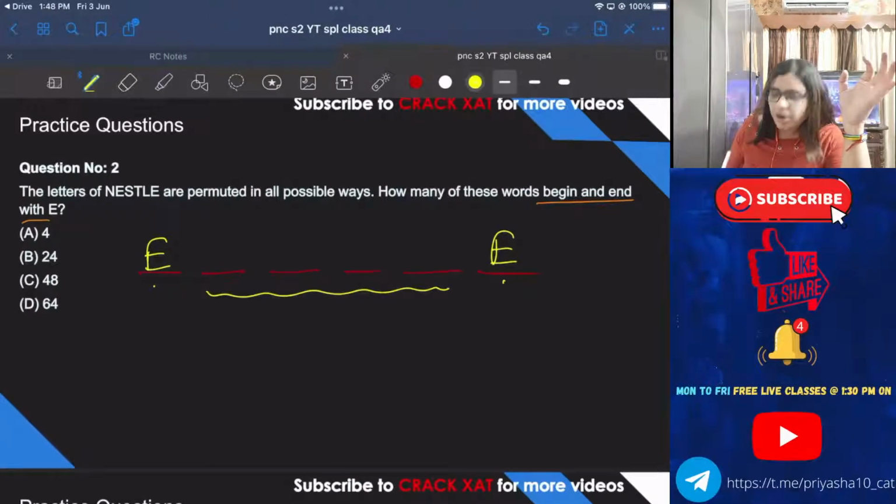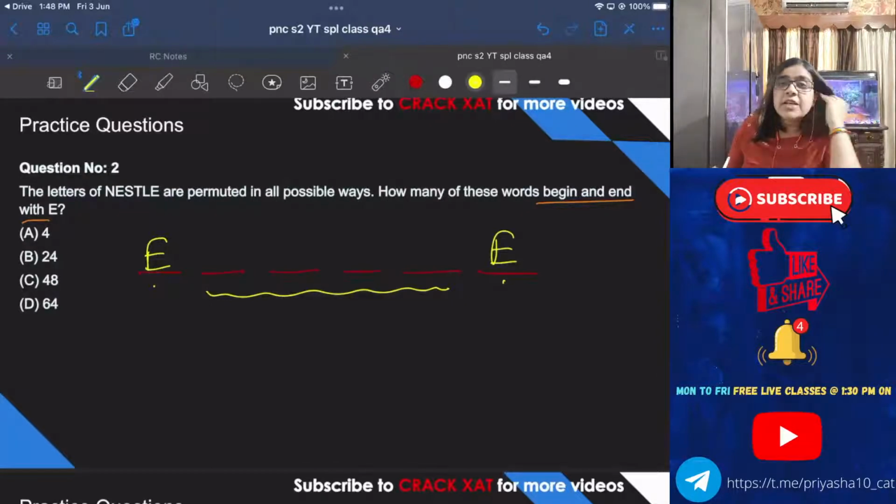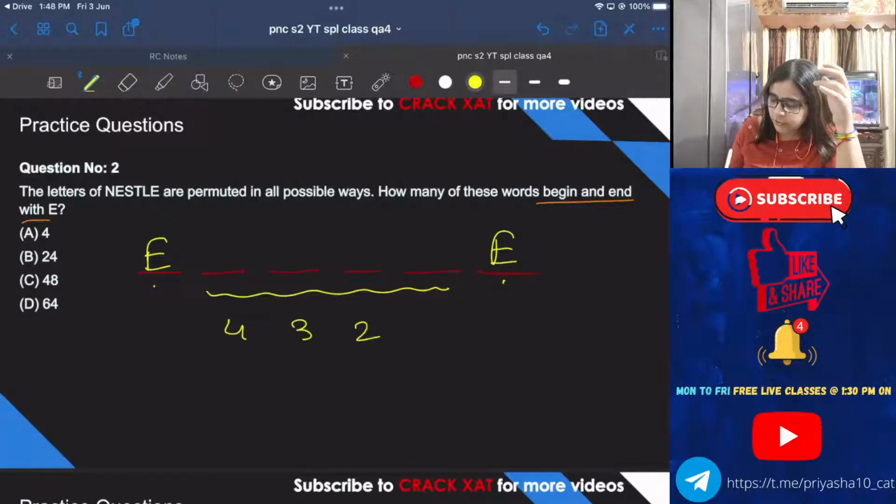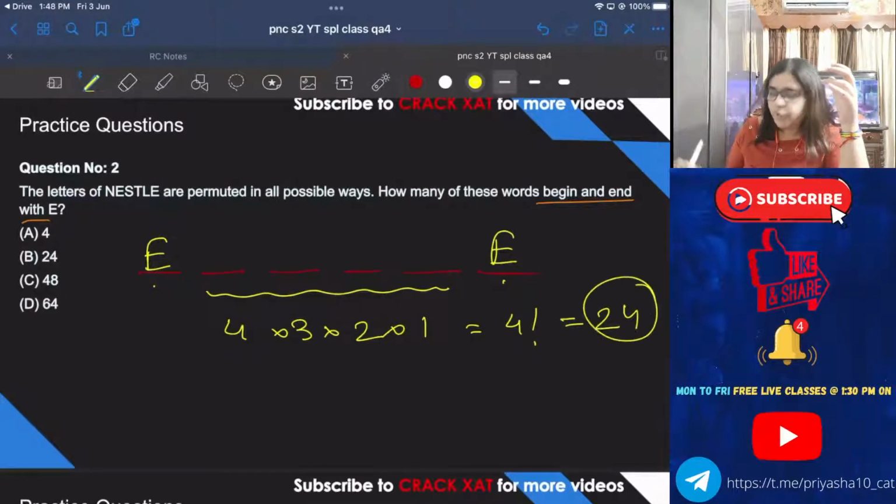Ria, the number of positions left. Okay, Tejaswini, 24. The number of positions left is 4. So 4 places can be permuted within themselves. 4, 3, 2, 1. That is 4 factorial, which is equal to 24.